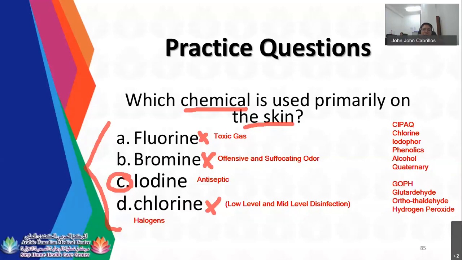Okay, your P for your GoPH. So we abbreviate it before as GoPH or GoHP, with the P standing for peracetic acid. You need to be familiarized with these abbreviations because you can easily remember the chemicals if you use them, which are CPAC and GoPH. CPAC is chlorine, iodophors, phenolics, alcohol and quaternary ammonium. GoPH is glutaraldehyde or orthophthalaldehyde, peracetic acid and hydrogen peroxide.